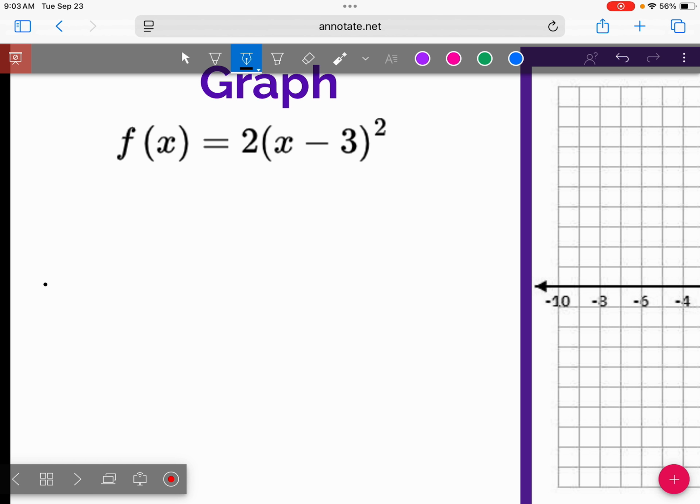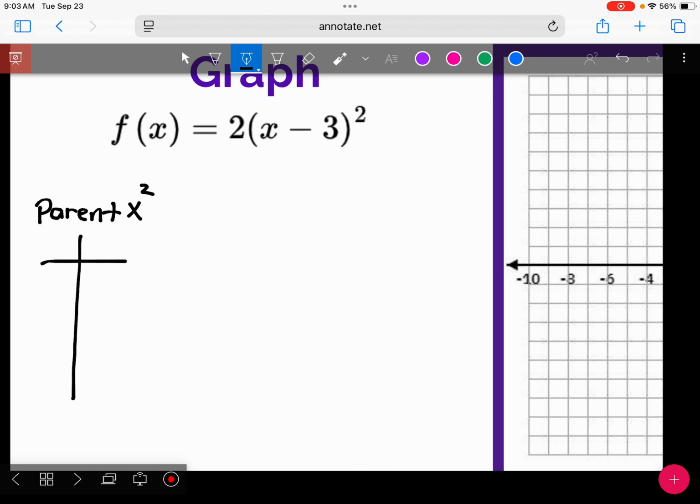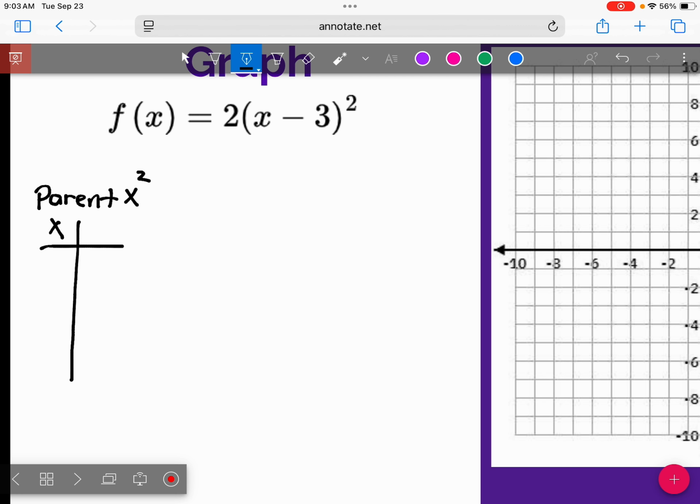So we know our parent table. The parent function, whenever we have something squared, that's just our x squared. The parent function is always the simplest version that has that same amount of exponent, that same power. And on that page I gave you guys the parent tables because we should hopefully know them.